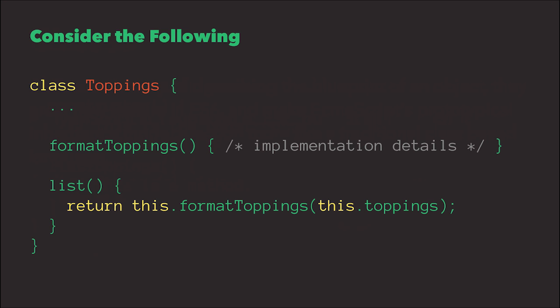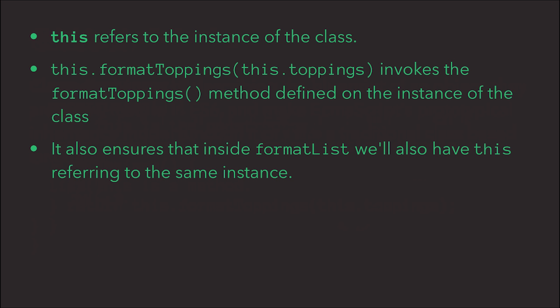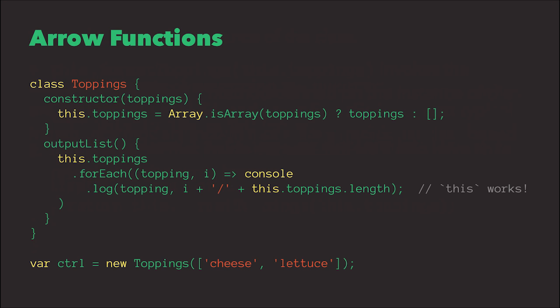So in this case, we have a simple example of this which will actually work as we would expect it to work. This refers, of course, to the instance of the class in this case. This.formatToppings invokes the formatTopping method, and it's actually using the format list we expect. Now, if we had wrapped that up into a function, what we would see is not the list that we were expecting.